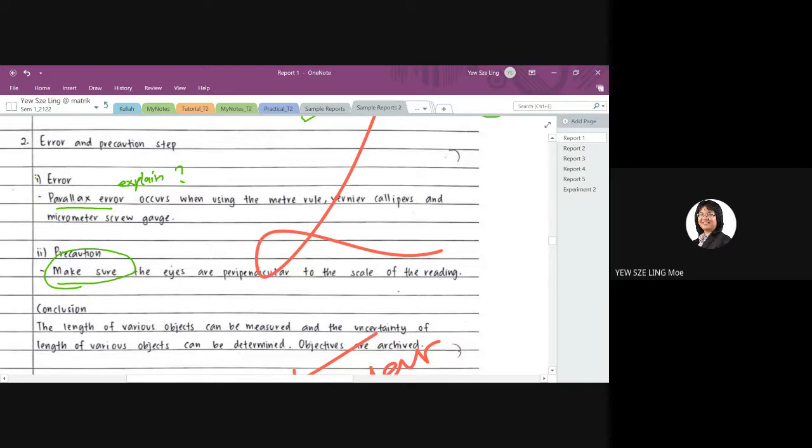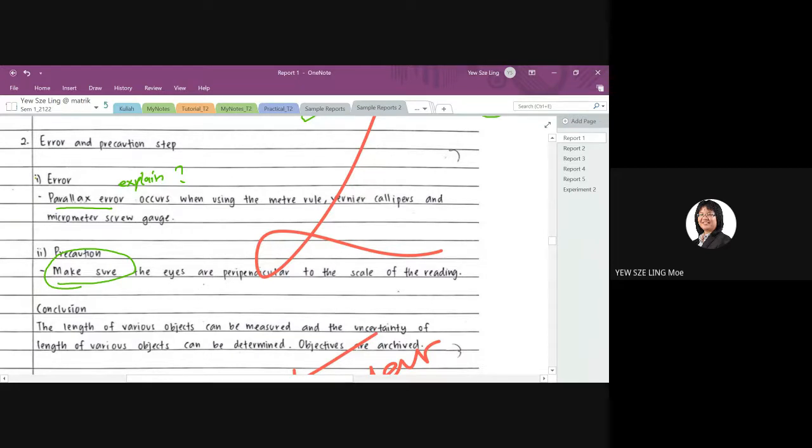Okay, almost every lecturer won't accept this answer, because this is not an answer. This is not a precaution. If you say "make sure," then everyone knows. I just need to write an error. Let's say, for example, there's air resistance. Then for the precaution, "make sure no air resistance." Done, right? So "make sure" is not a precaution.